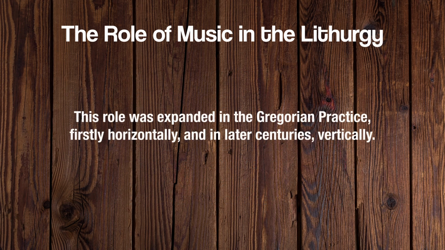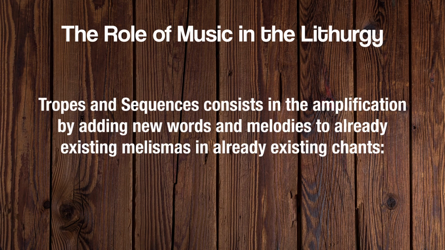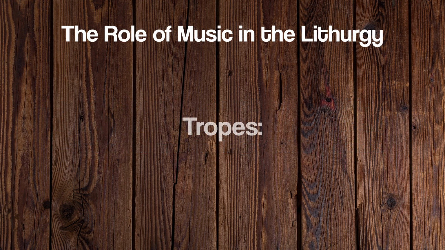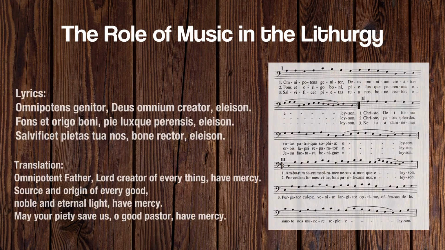This role was expanded in the Gregorian practice, firstly horizontally, and in later centuries, vertically. Tropes and sequences consist in amplification by adding new words and melodies to already existing melismas in already existing chants. In some ancient chants, there were long melismas held on one syllable. New texts were added to amplify the already existing text, amplifying the emotional power of the chant, and were called tropes.